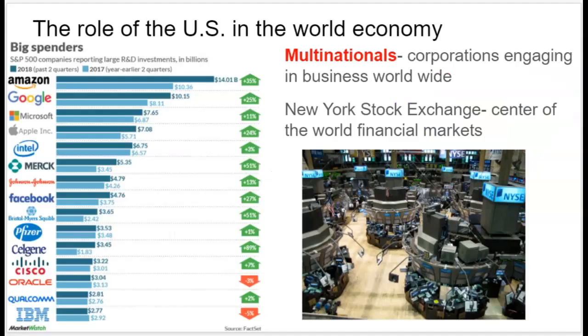The United States in particular is home to many companies that do business all around the world. These are called multinational corporations and include many information technology and computing companies, as well as pharmaceutical companies.